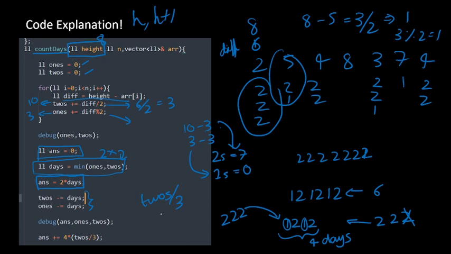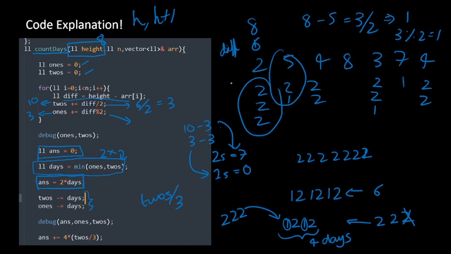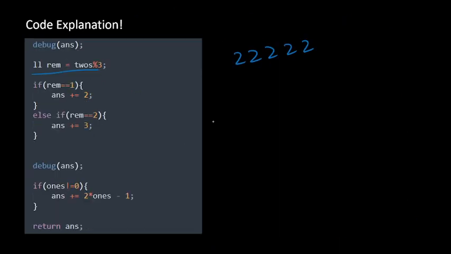So answer plus equals 4 into 2s by 3. Okay, so now let's move on. Now suppose you have 1 2 3 2 2. Okay, this was the final array after doing this operation. After doing this operation, let's just say we have 5 twos left.